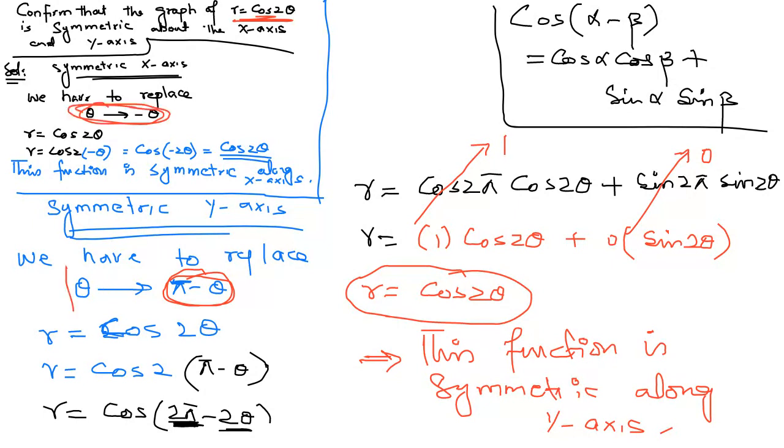For x-axis you have to replace theta with minus theta. For y-axis you have to replace theta with pi minus theta. Okay, so any question given to you, you just replace theta with minus theta for x-axis and theta with pi minus theta for y-axis. Okay, understand?